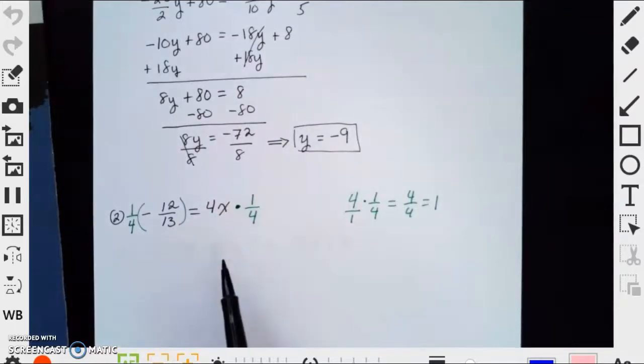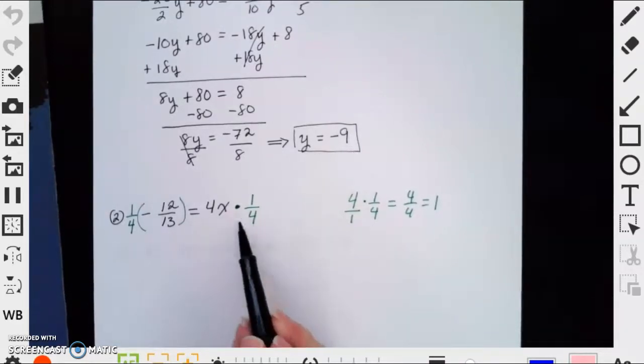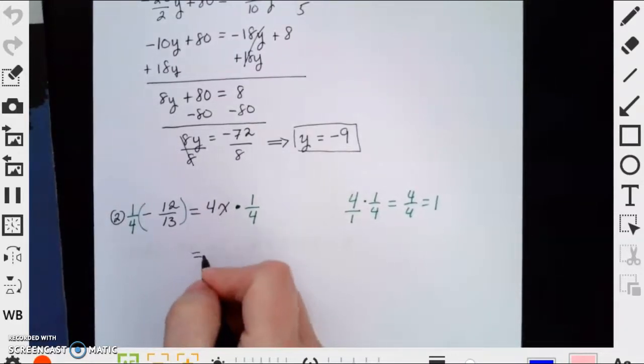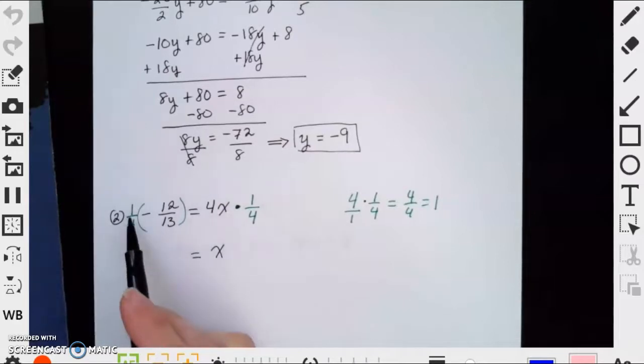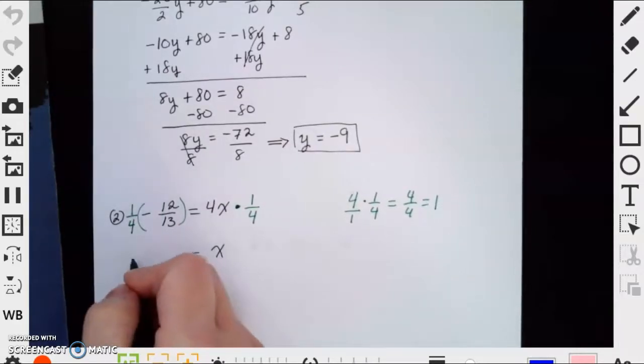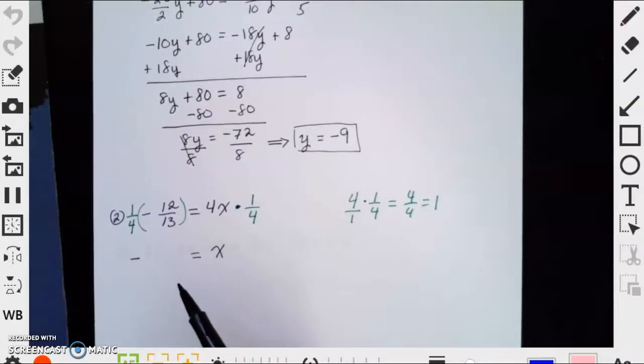Alright, so since I have that property, that multiplicative inverse, I know that on the right-hand side here, I have x, or 1x, right? If you write the coefficient of 1 or don't write it, it doesn't matter. On this side, I will multiply. I have a positive times a negative, so I know my fraction will be negative. I'm going to multiply and then simplify after. You could certainly simplify before if you are comfortable with that.